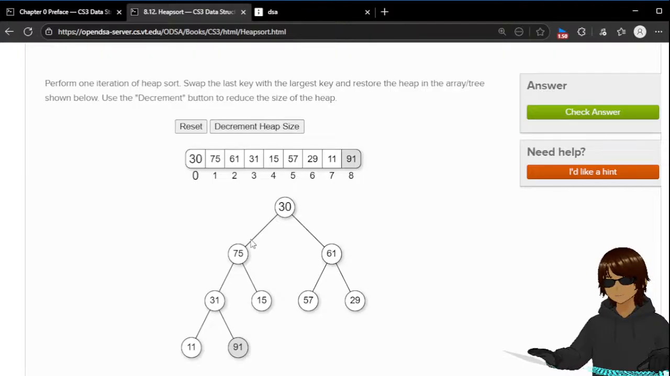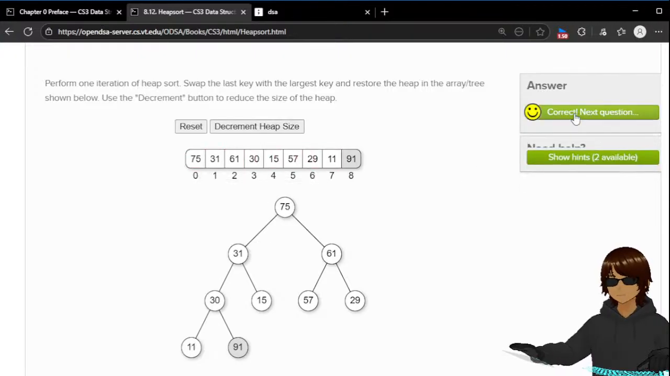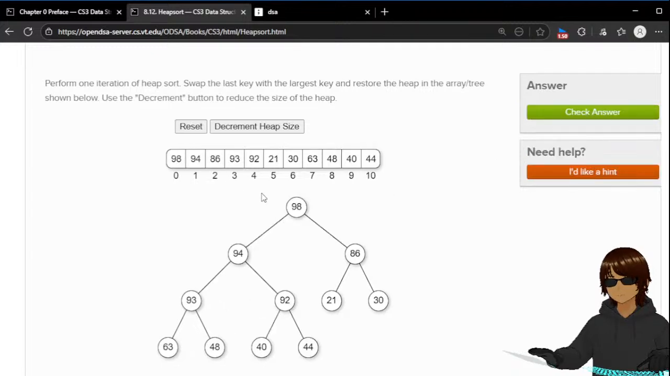And then we need to, so it's looking at the children of 30 and seeing that 75 is bigger, so it swaps. And then looking at the children of 30 again, seeing that 31 is bigger, so it swaps. And then that's it. Now again, we do decrement 75, 11. Oh, we are supposed to do one iteration. Now 98, 44, decrement. Now 44.